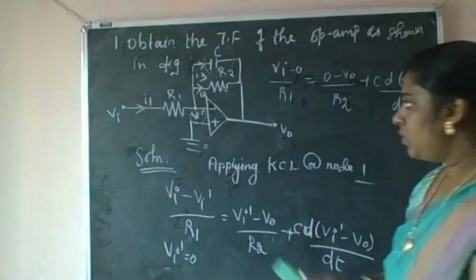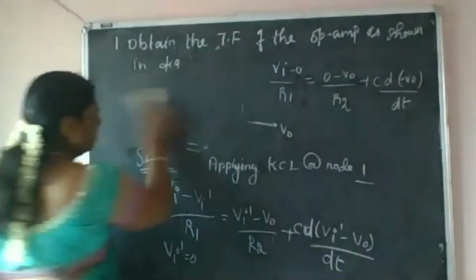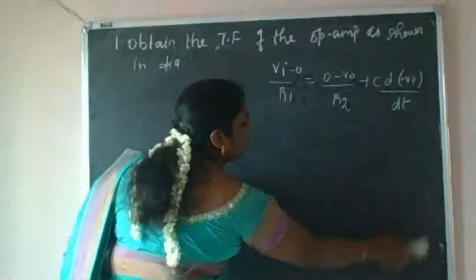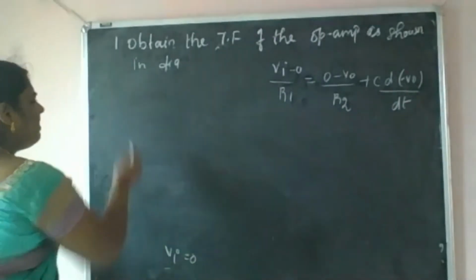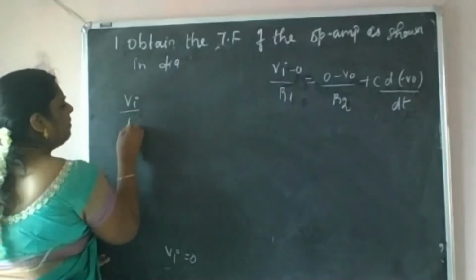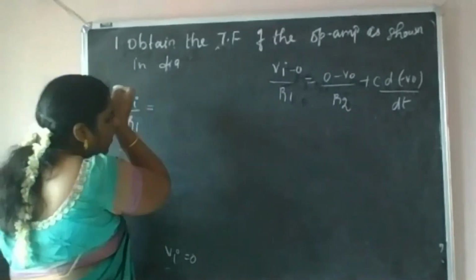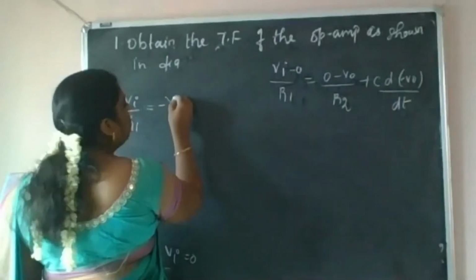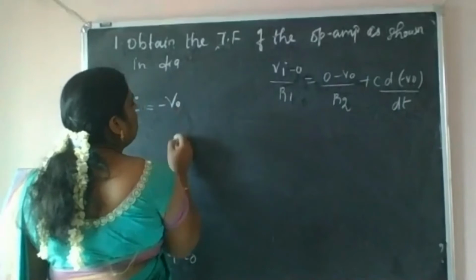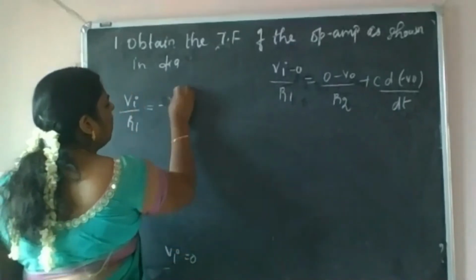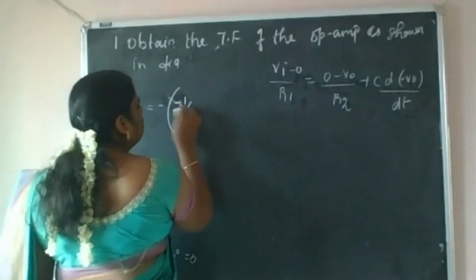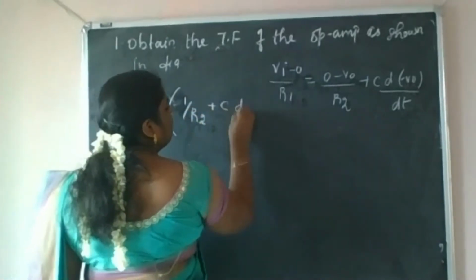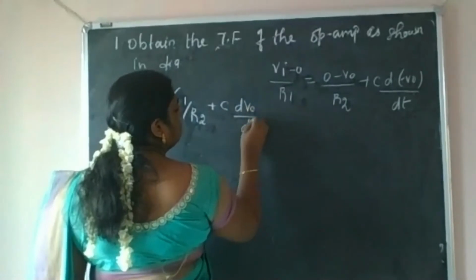Now rearranging this expression, we will get Vi divided by R1 will be equal to, in both the terms we have a minus symbol, so commonly we can take it outside. So the value of V0, sorry, minus of 1 by R2 plus C into dV0 divided by dt.